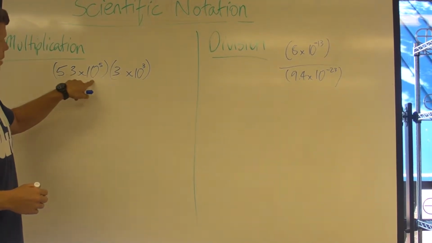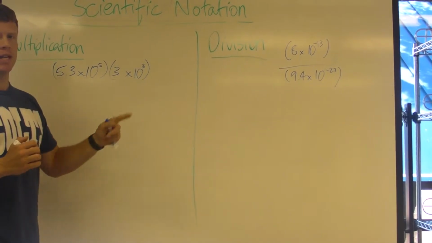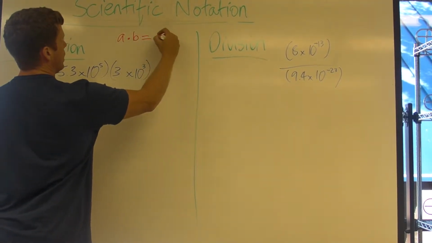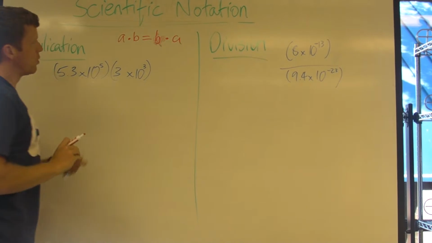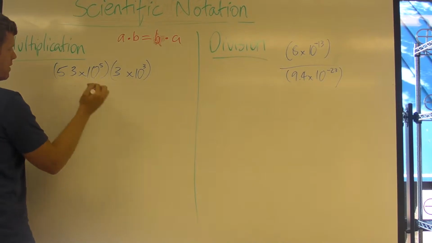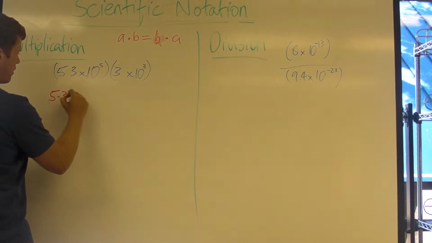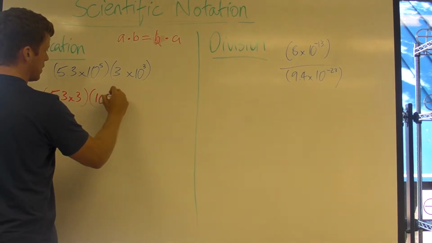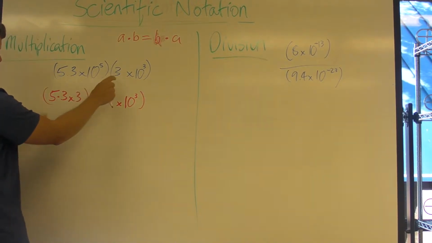We've got this term multiplied by this term. And so because of the commutative property in algebra, which basically means A times B is equal to B times A, the order that you multiply doesn't matter. So we can rewrite this so we can have the two coefficients together, and then we can have the bases together as well. So we can just kind of rearrange this.